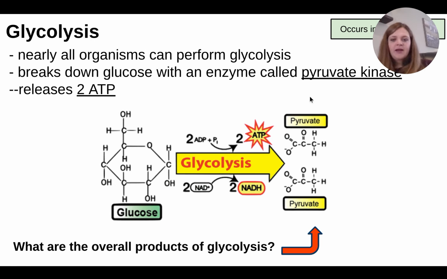pyruvates here. The enzyme that breaks it down is called pyruvate kinase. We know it's an enzyme because it ends in -ase. By doing this, at the end of the process, we get a net of 2 ATP produced. Hopefully you can add that to your little diagram there.